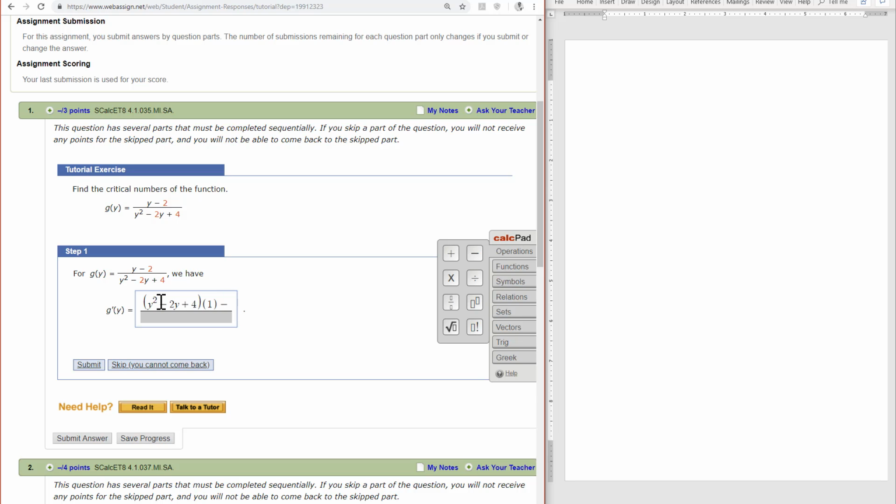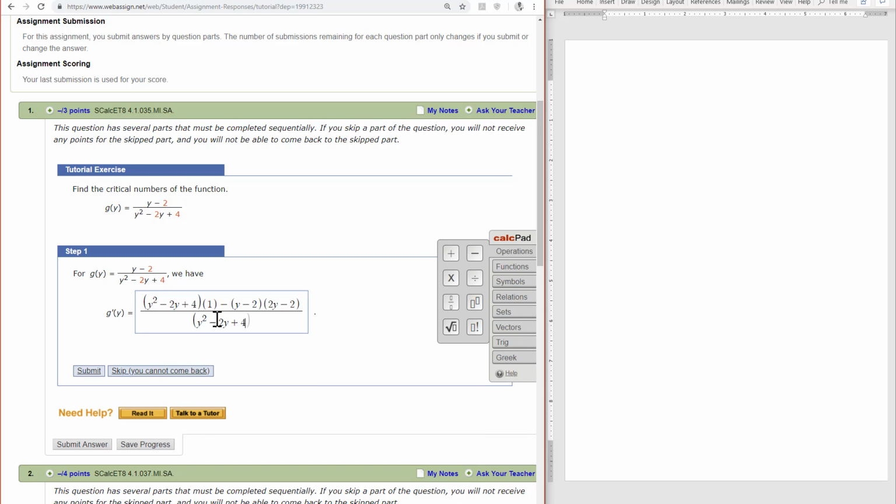And then the minus high d low, so the high is y minus 2, and then the derivative of low is going to be 2y minus 2. And then divided by low squared, which is basically this whole term, the y squared minus 2y plus 4, that whole thing squared, and that should be it.